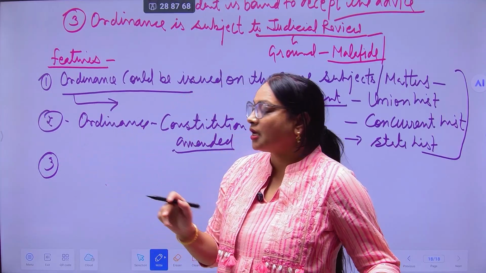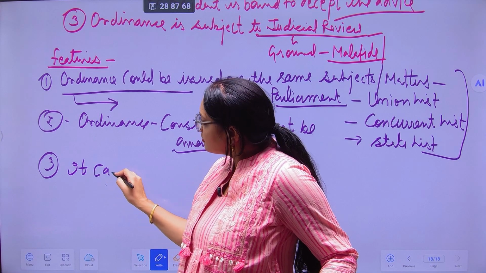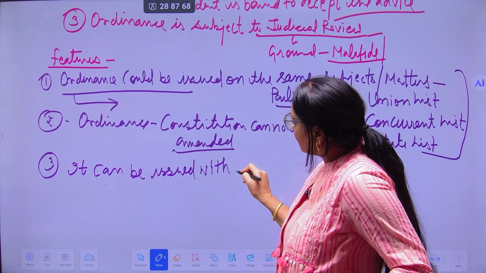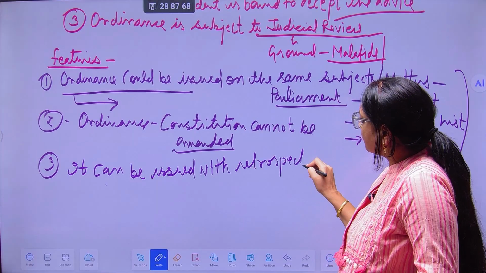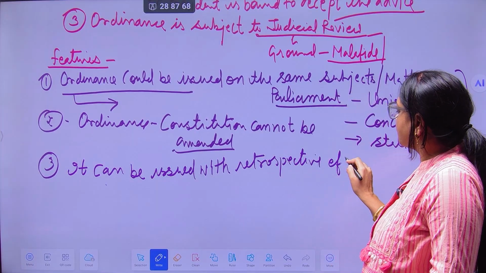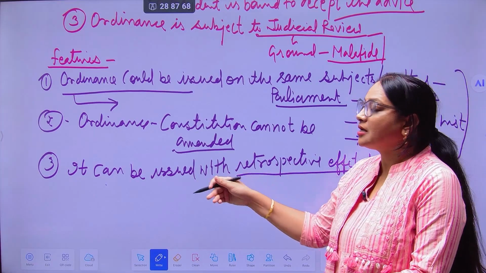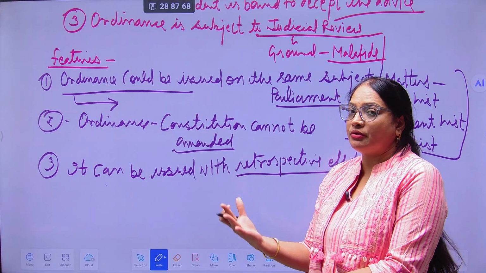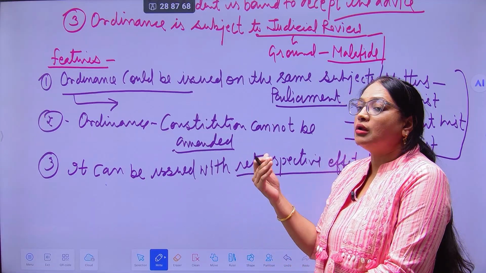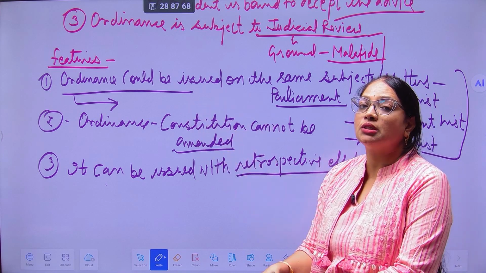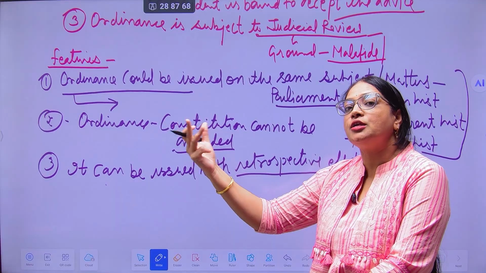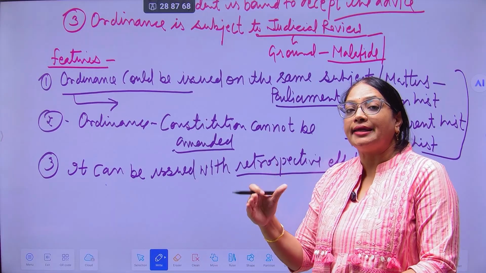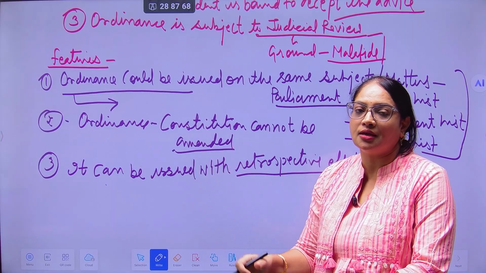One more point: it can be issued with retrospective effect. With retrospective effect means the effect of the law could be created with a back date, with a previous date. Suppose today we are living in the year 2026, so the president can issue an ordinance which could give effect from 2020, 21, 22, meaning with a previous date. If they want to effect anything from a previous, past date, it could be possible.